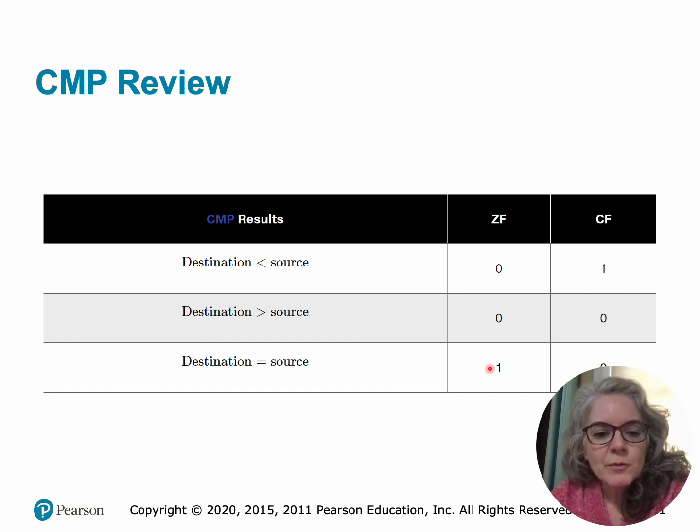So just remember, the zero flag is always set if the destination and source are equal. Otherwise, it's going to be cleared. Okay.